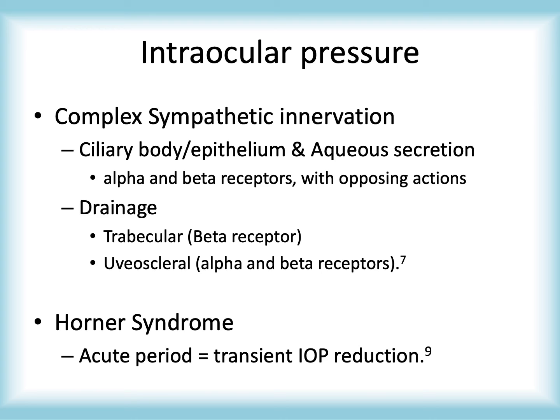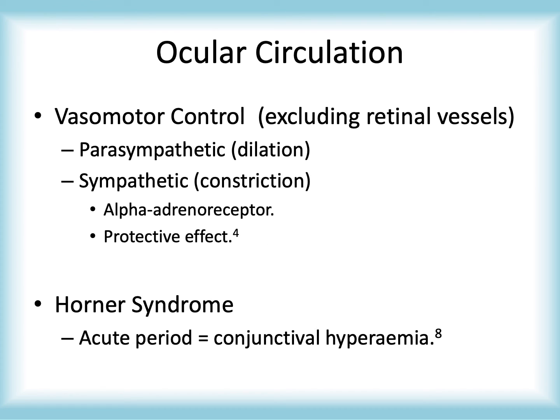Intraocular pressure is controlled by the sympathetic nervous system. However, it is complex, occurring through a number of receptors responsible for aqueous production and drainage. In Horner's, there is a transient decrease in IOP, but the exact mechanism is not clear. Ocular blood flow is under autonomic control except for retinal blood supply. Sympathetic innervation causes vasoconstriction effects via alpha adrenoreceptors, responding to changes in intraocular or arterial blood pressure. It is thought that sympathetic action prevents overperfusion to the eye in states of high blood pressure. Clinically, with Horner syndrome, we can sometimes appreciate conjunctival hyperemia due to loss of vasoconstriction.